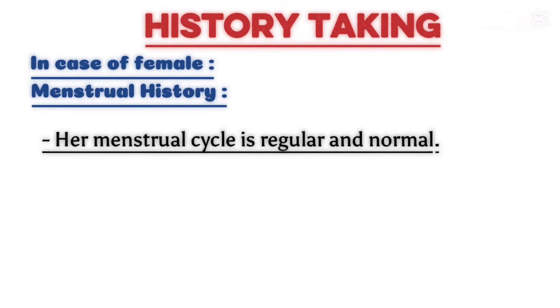Now, lastly, in case of a female patient, menstrual history is important. In this, we ask a female patient when her last period date was and whether the flow of blood was regular and normal or not. And if everything was normal, then we can simply write her menstrual cycle is regular and normal. So that is all about taking the history of a bedside patient.